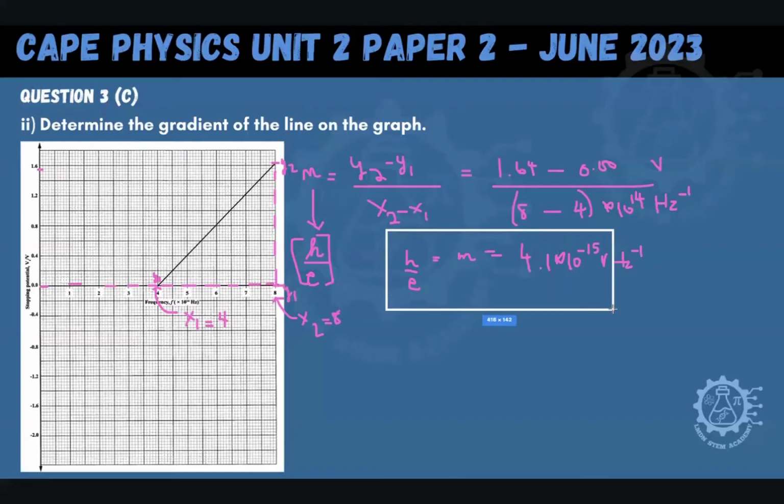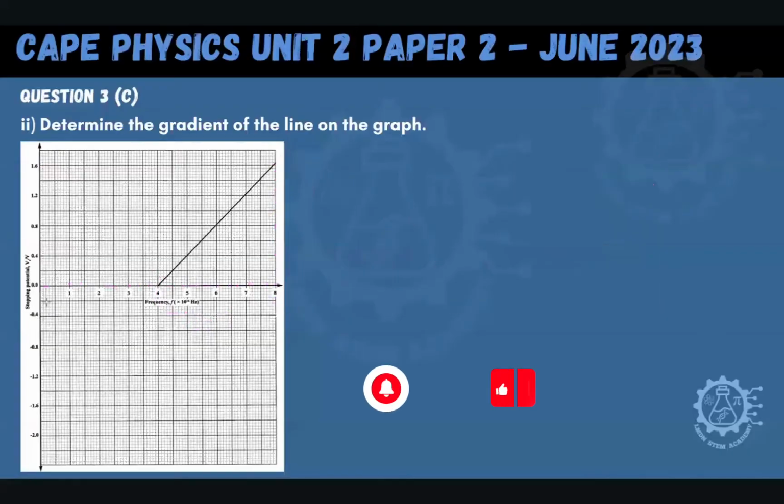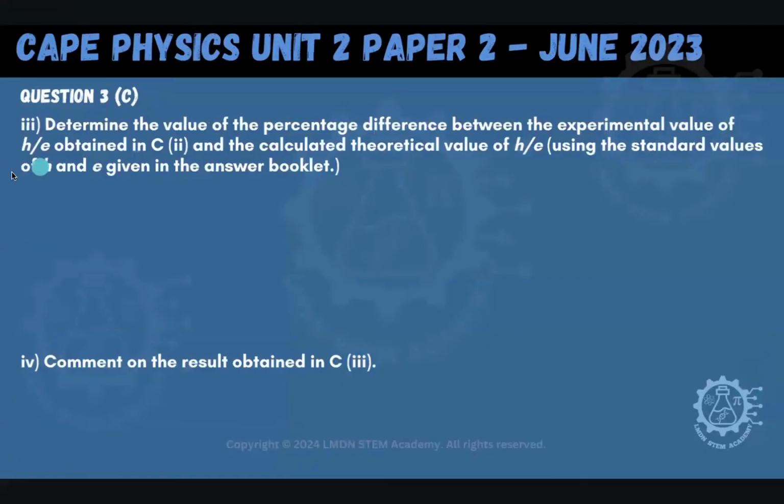So that's my slope there, my gradient of that line. All right, so let's go ahead. We've just found our slope, so we have that H over E. Now we're being asked to determine the value of the percentage difference between the experimental value of H over E that we just obtained in C part 2 and the calculated theoretical value of H over E. So we're going to calculate the theoretical value of H over E using the standard values of H and E given in the answer booklets.